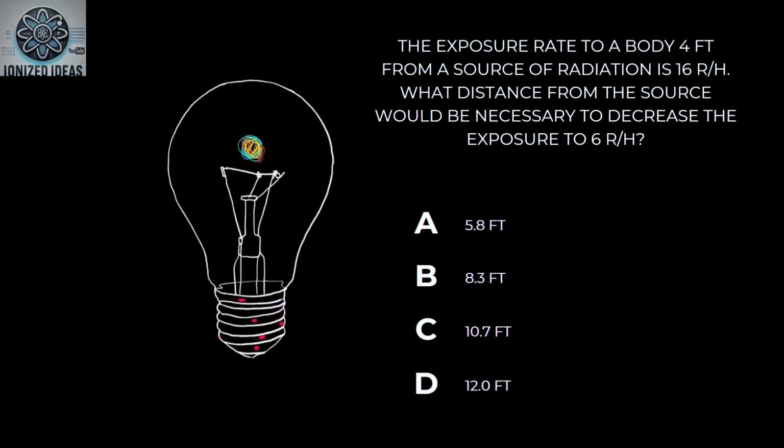The exposure rate to a body 4 feet from a source of radiation is 16 R/h. What distance from the source would be necessary to decrease the exposure to 6 R/h? A. 5.8 feet, B. 8.3 feet, C. 10.74 feet, D. 12.0 feet.